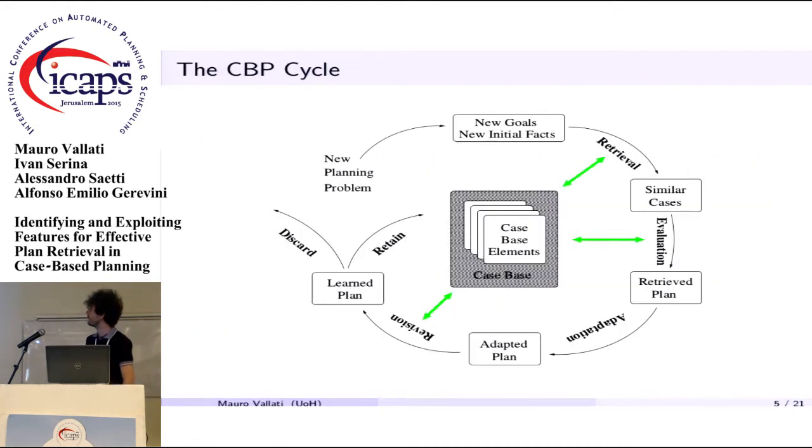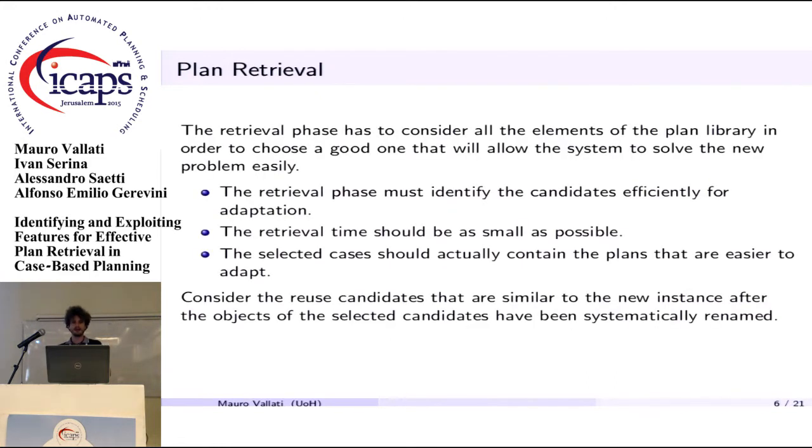And here we have an overview of the case-based process in which all the interactions between the process and the case base are highlighted. The plan retrieval step is critical and it must be at the same time efficient and effective. Efficient because for every new target problem, you have to check all your case base in order to identify the similar ones. And effective because clearly you want to identify those which are really good to reuse their plan for solving your actual problem.